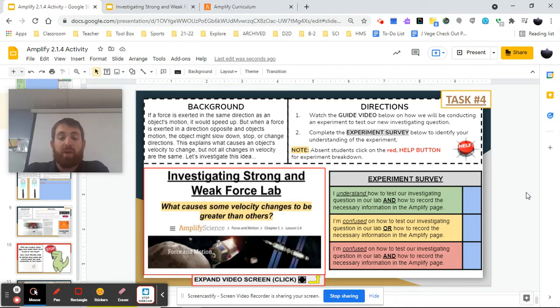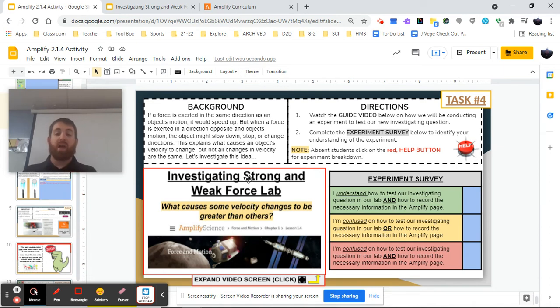And up to this point, we have been looking at understanding the relationship between velocity and force. And today we're going to be investigating how different forces, strong and weak, can cause some velocity changes that are greater than others. And this is going to be the question that we're looking to investigate in our lab today.